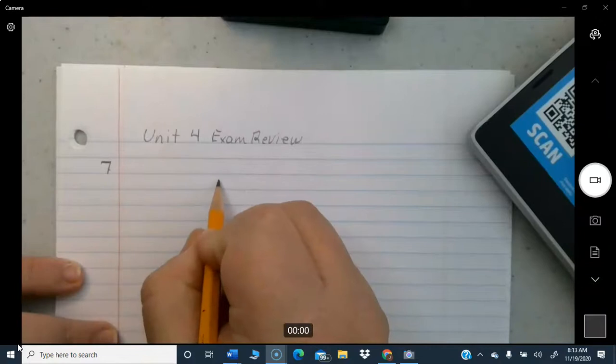Okay, Intermediate Math 3. This is part 2 of the Unit 4 exam review. So let's go ahead. I'll give you a problem similar to what number 7 is going to look like. It's going to look something like this.